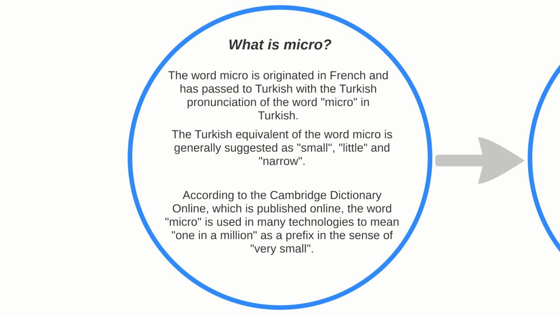What is micro? The word micro originated in French and has passed to the Turkish language with the pronunciation of the word micro in Turkish. The Turkish synonym of the word micro is generally suggested as small, little, and narrow. Moreover, according to the Cambridge Dictionary Online, the word micro is used in many technologies as a prefix to mean one in a million, in the sense of very small.